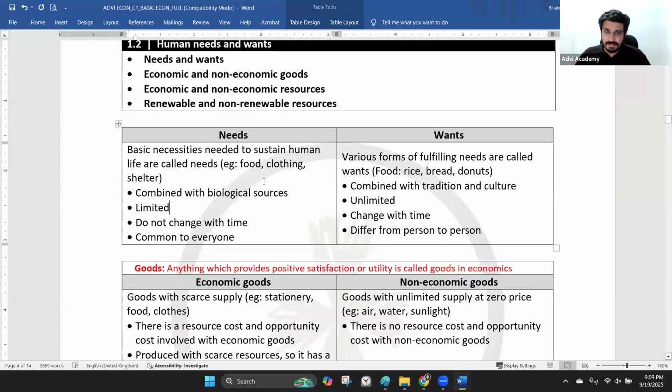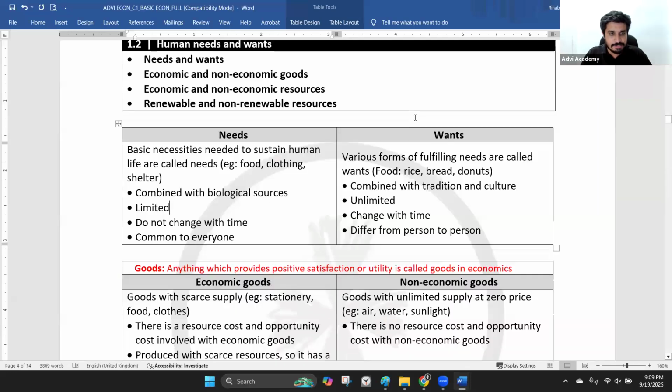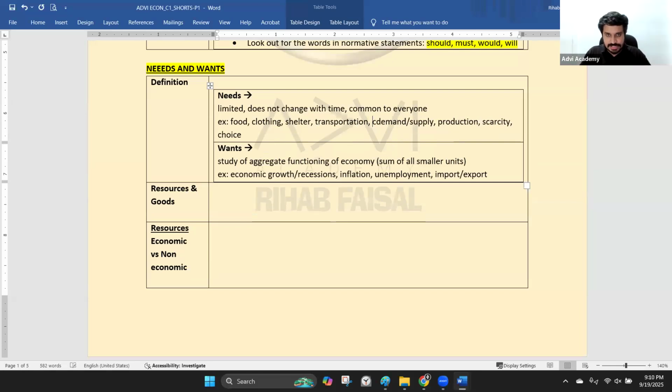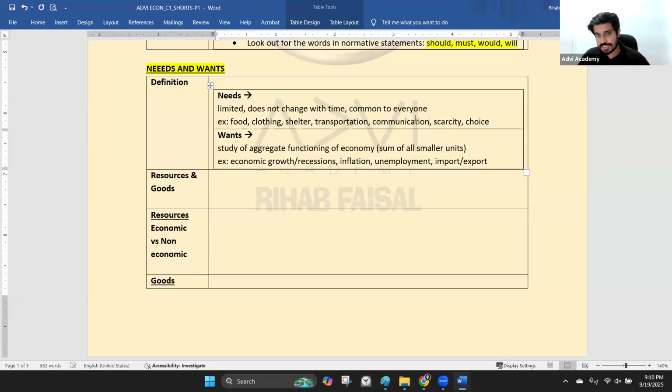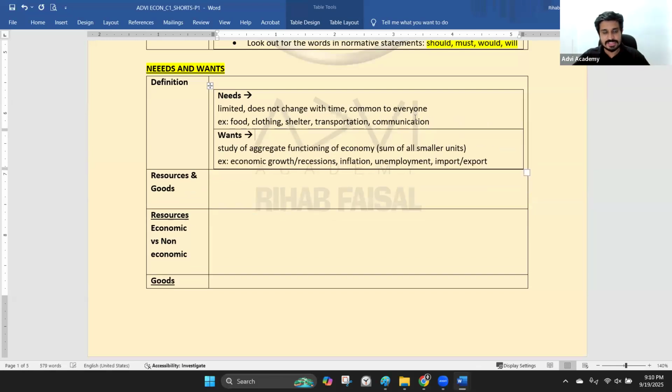Just remember some of the most important characteristics. So needs are limited, they do not change with time, because sometimes MCQs, especially your term test MCQs, can come. So limited, does not change with time, and common to everyone. You know what the basic needs are: food, clothing, and shelter. These are the three common basic needs. The next two are transportation and communication. Advanced needs are education, security. I'll put only the basic ones. Advanced is anything else other than this.